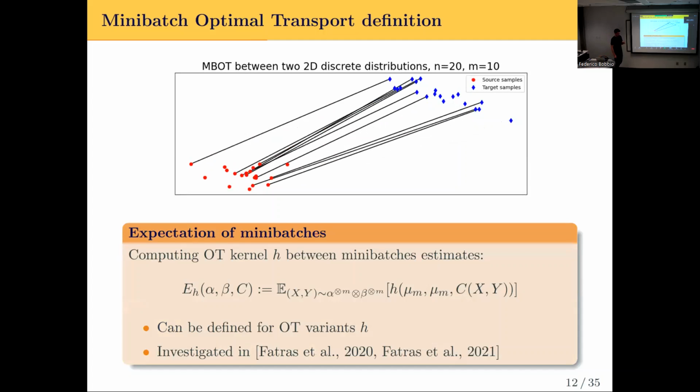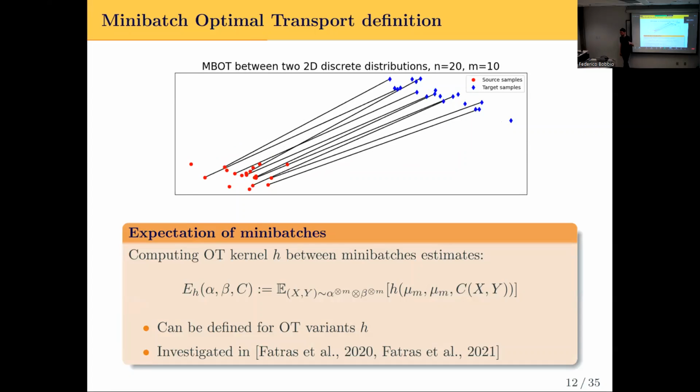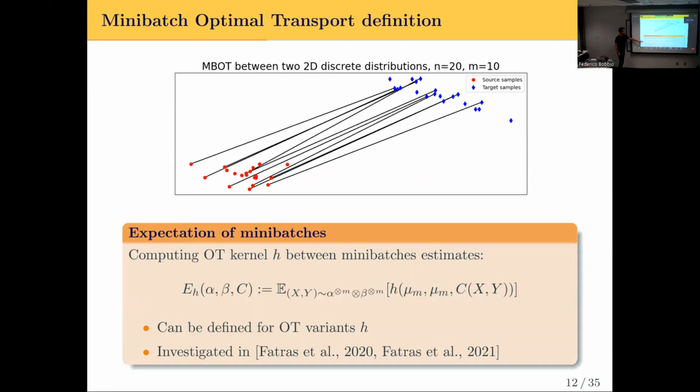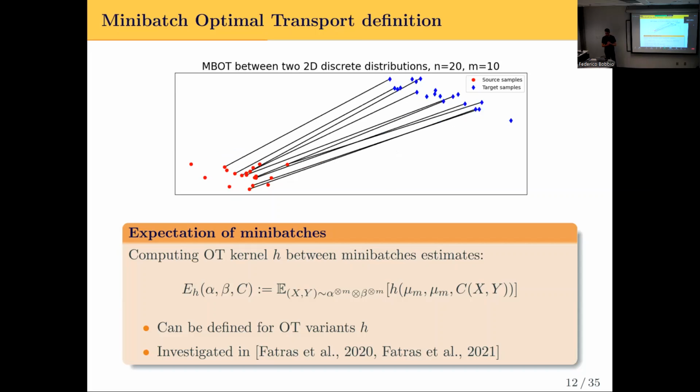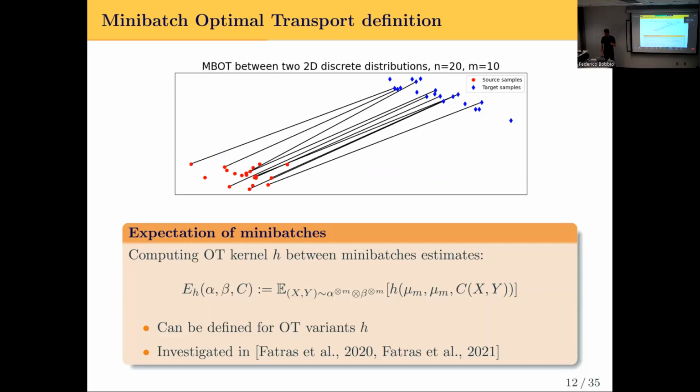However, when you do this, you change the problem. You don't compute the optimal transport cost anymore. What you compute is the expectation of the optimal transport cost between minibatches. So you select all possible minibatch couples, and you average the optimal transport cost between all these minibatch couples that you have drawn. This can be defined for any optimal transport variant: the classical one, the entropic regularized optimal transport variant, the Gromov-Wasserstein, if some of you are working on graphs, maybe you're aware of this variant, but for any variant. And so I investigated this before only for optimal transport.